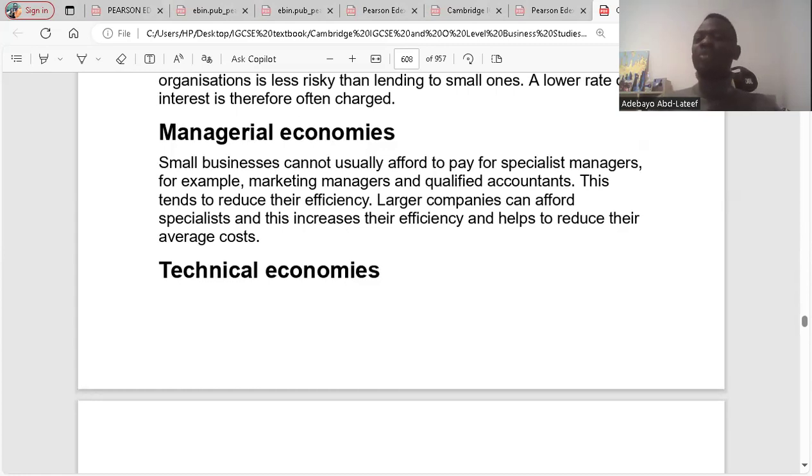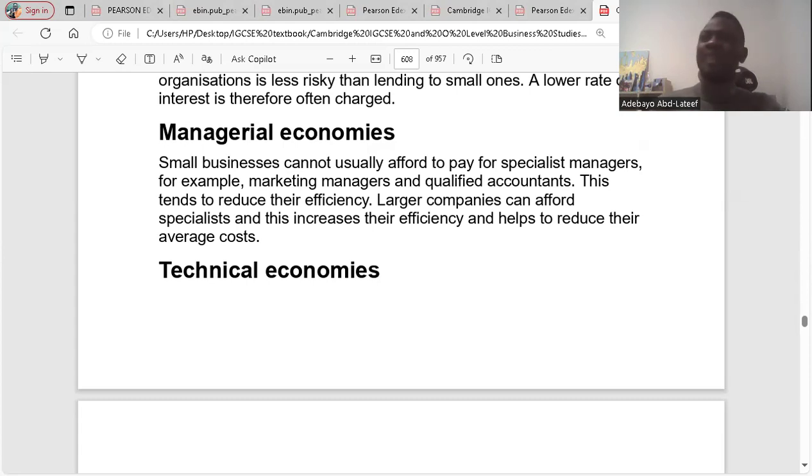Small businesses cannot usually afford to pay for specialist managers, for example, marketing managers and qualified accountants. This tends to reduce their efficiency. Larger companies can afford specialists, and this increases their efficiency and helps to reduce their average cost. As a big firm, you're attractive to specialist managers. So as a result of that, you increase your efficiency.